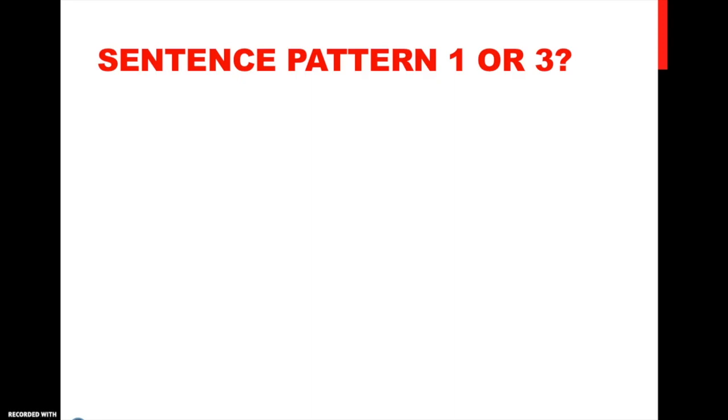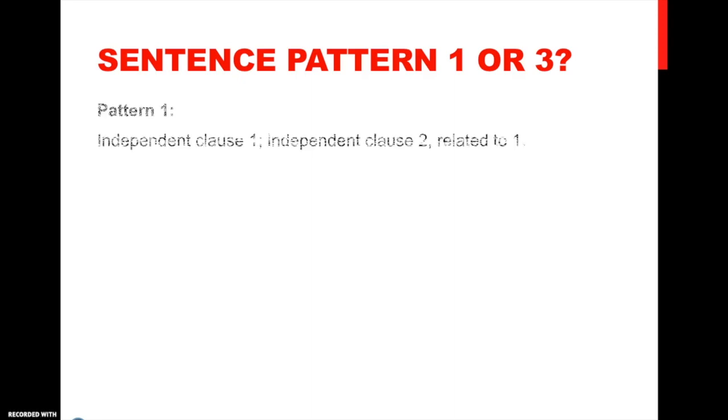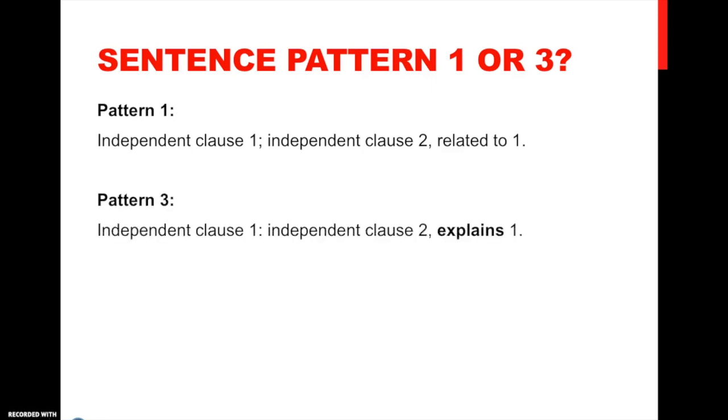Sentence pattern 3 probably seems very similar to sentence pattern 1. However, they perform different functions. Pattern 1 uses a semicolon to join two closely related statements. Pattern 3 uses a colon to indicate that an explanatory statement will follow the first statement. Do not use this pattern with a colon unless the second statement is related to and amplifies the first.